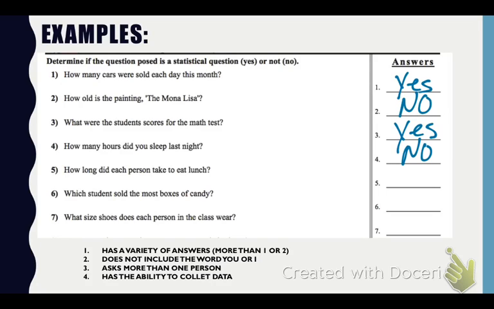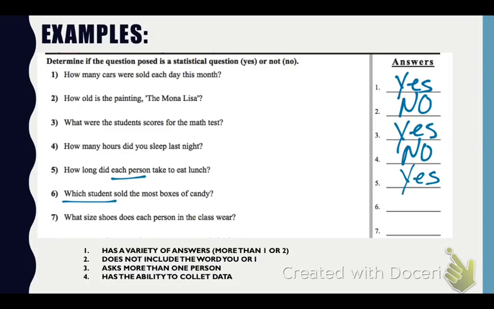Number 5, how long did each person take to eat lunch? Now, if we look here, each person, so we're not just asking you, how long did it take you to eat lunch? We're asking how long did it take each person to eat lunch, which means we're going to get a very random amount of answers. Some people it might have taken 5 minutes. Some people it might have taken 45 minutes. Some people might not have finished their lunch today. Some people it could have taken 3 hours. So once again, we're going to get more than one answer, and we can use some data with it, which means we can find the mean, median, mode, and range. So yes.